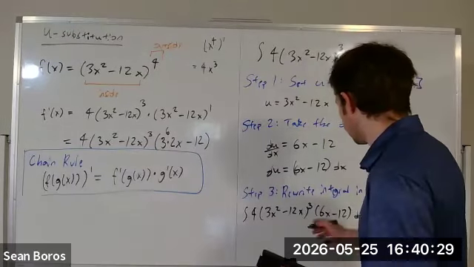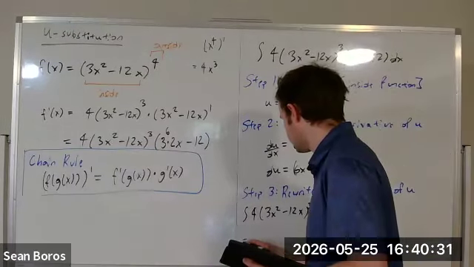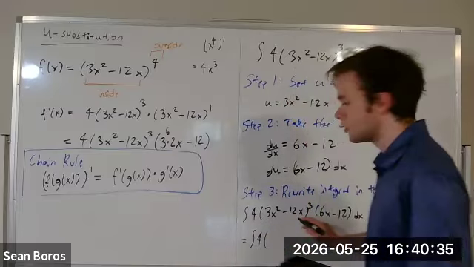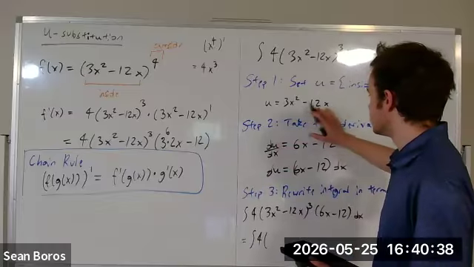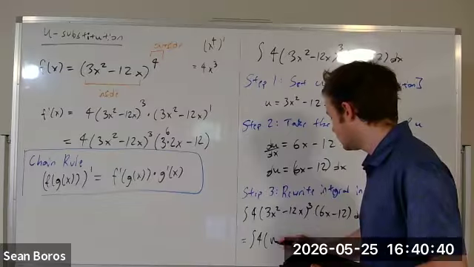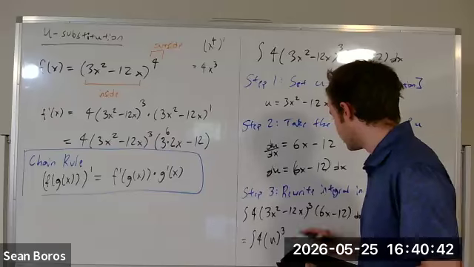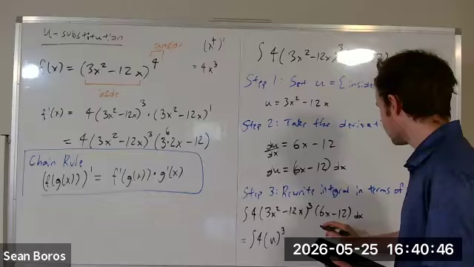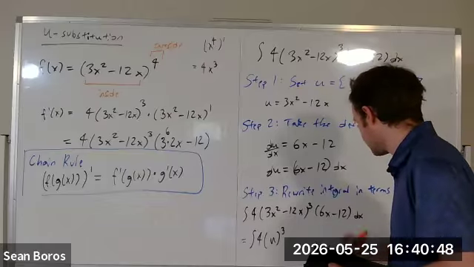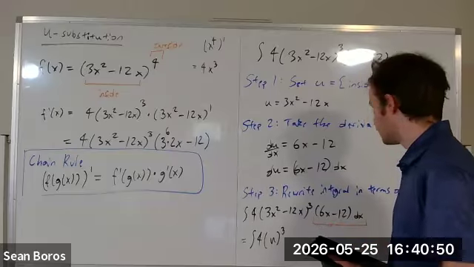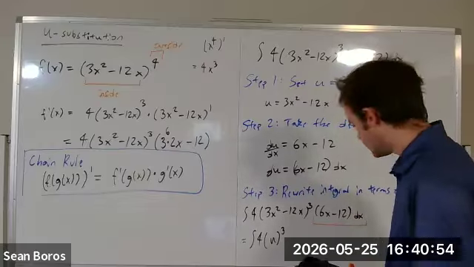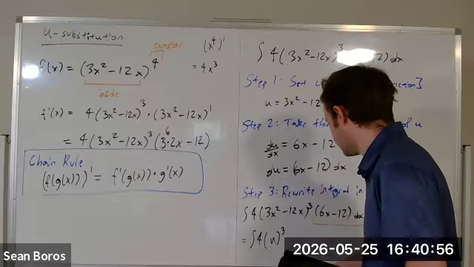And if we replace everything with u's, then we have 4 times, we said this was our inside function, the inside function was this part. So we've got u to the power of 3. And the 6x minus 12 dx, this part here, we said we can replace with du. Okay. So we're going to replace that part with du.